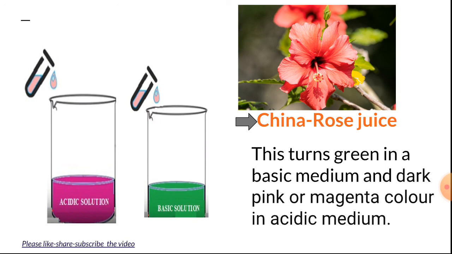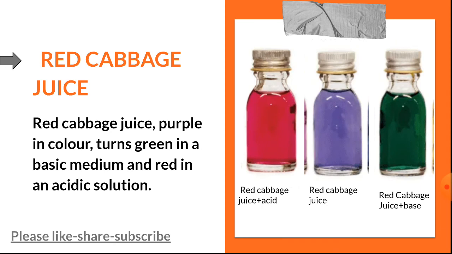Let us see one more indicator, which is red cabbage juice. Red cabbage juice, purple in color, turns green in a basic medium and red in acidic solution. So red cabbage juice is purple in color and turns green in a basic medium, which means a lightish kind of green when added to a base, but red in an acidic medium.